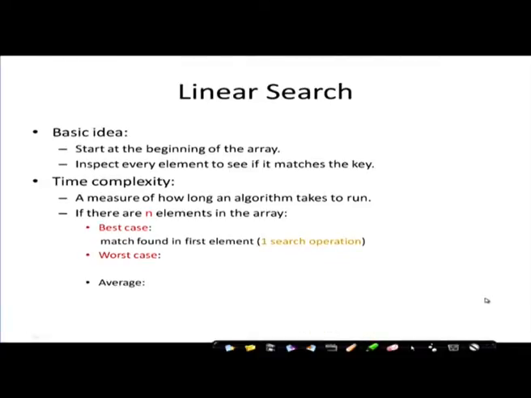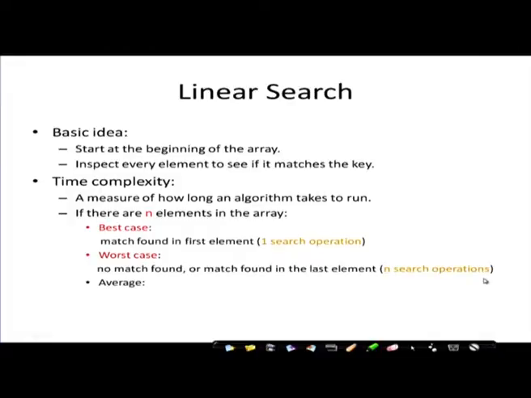So, the best case would be the first element, 1 inspection, 1 search operation, and the worst case would be no match found, either the last element or not at all found even after that. In that case, I need n search operations. So, the best case is 1, the worst case is if the size of the array is n, then n. So, the average would be n plus 1 by 2 search operations, that is a cost, that gives a measure of the time the algorithm will take to run.